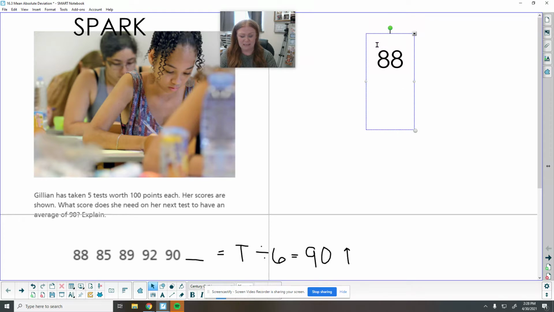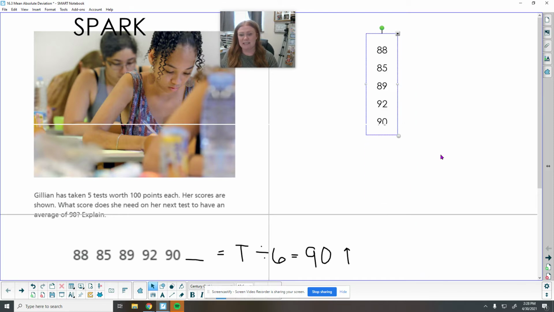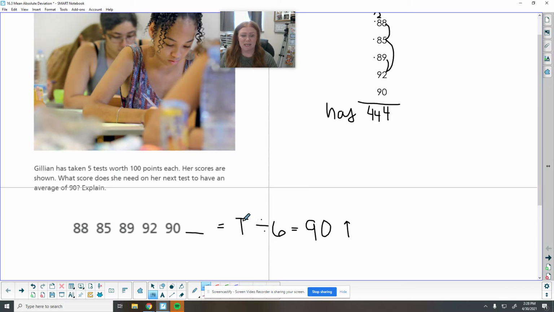So she's got 88, 85, 89, 92, and 90 points on her tests so far. So we're going to add those up and see what she's at. So here is 13 plus 2 is 15. 9 more is 24. 8, 16, 24, 25, 26. 9 more is 35. 9 more is 44. So far she has 440 points.